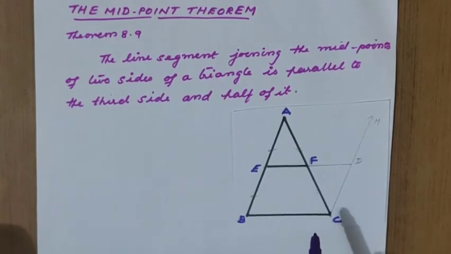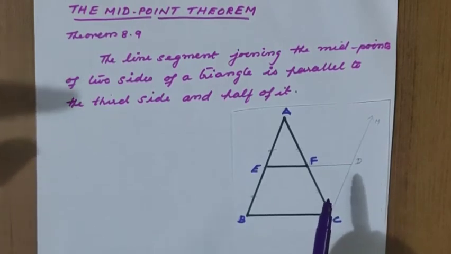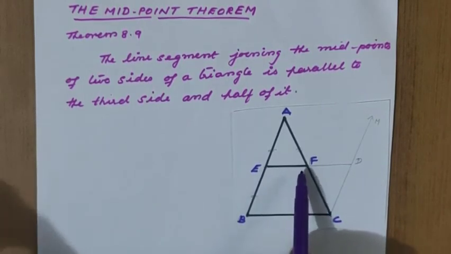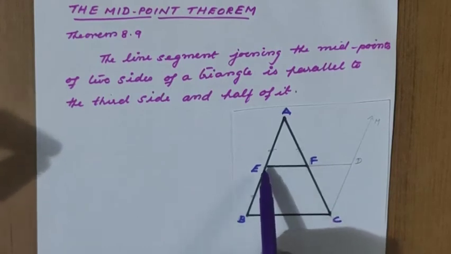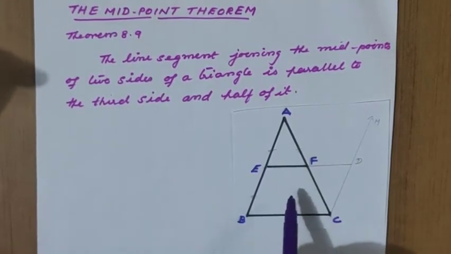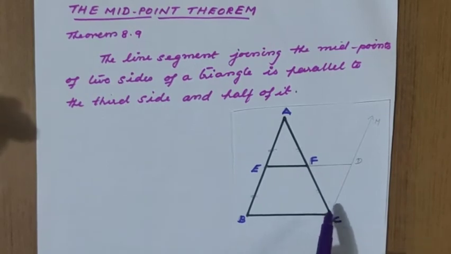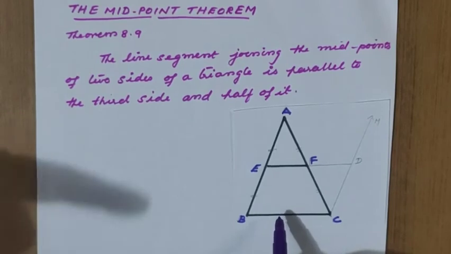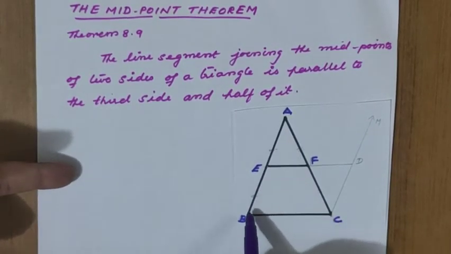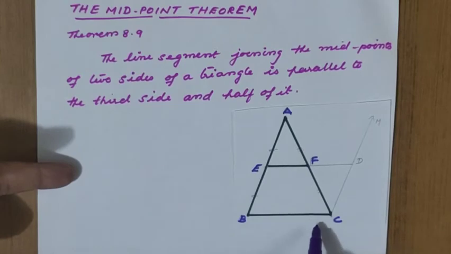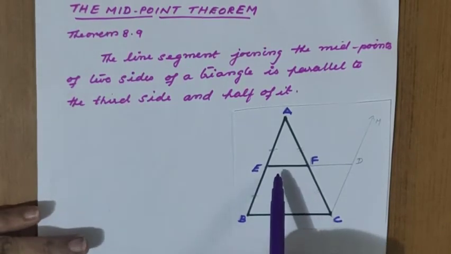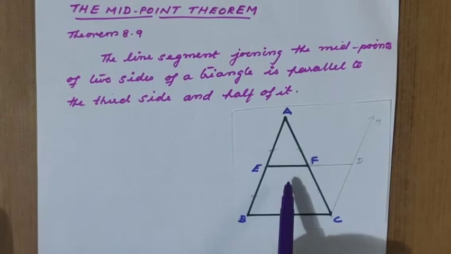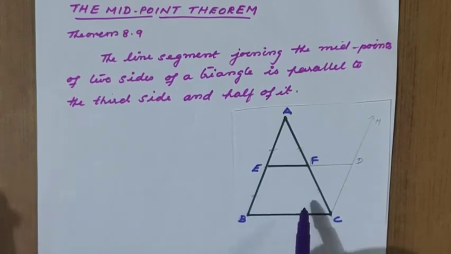Once again I will explain the meaning of the statement. The line segment EF joins the midpoints of the two sides of the triangle. That means E is the midpoint of AB, F is the midpoint of AC. Parallel means EF is parallel to the third side, which is not considered now. We have considered only AB and AC for the midpoints, so BC we have not considered at all. So EF is parallel to BC and also EF is half of BC. That we have to prove.